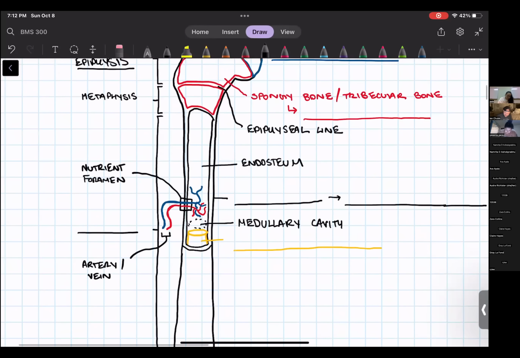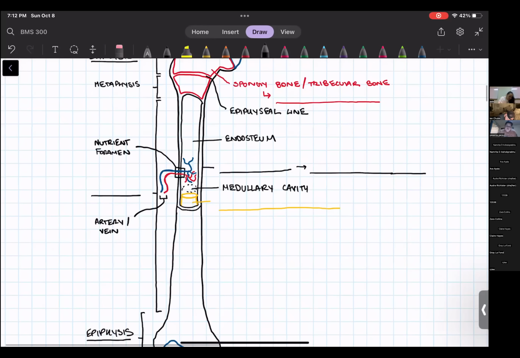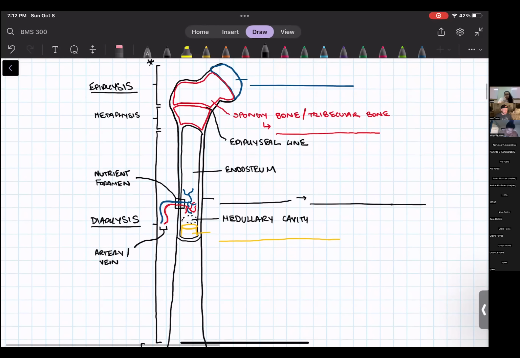And then what's the middle section called? Diaphysis. Yep. Cool. So very generally, that's the structure and the anatomy of the long bone. Now we'll go into more of what each compartment is made of.